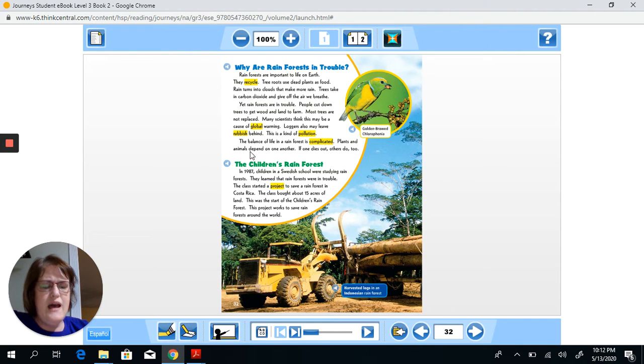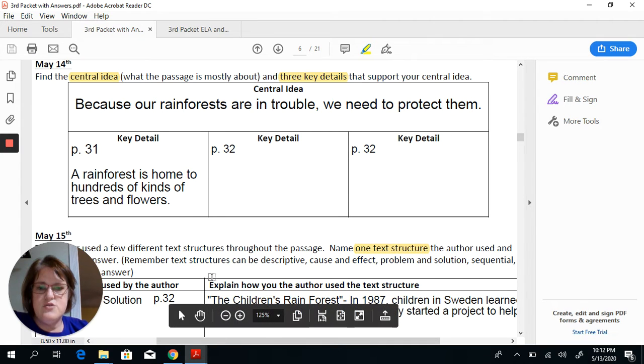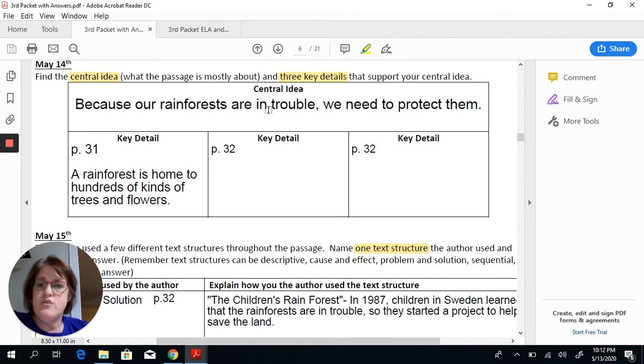So I kind of skimmed back through it. I thought about, what is the author really trying to teach me here? What's the big idea? So going back to our packet, here I decided to write, because our rainforests are in trouble, we need to protect them. The author wants me to know how important the rainforests are, and then to understand why they're in trouble. So that would be the central idea, or an example of the central idea. It's possible that you could write it a different way. You don't have to write it exactly the way I wrote it, but it should be very similar.